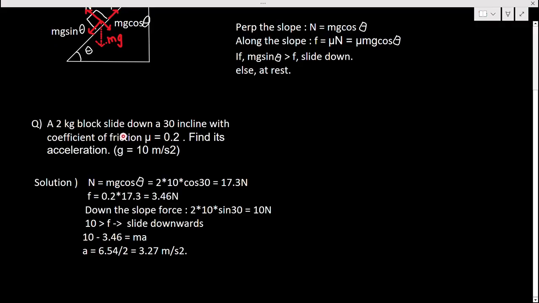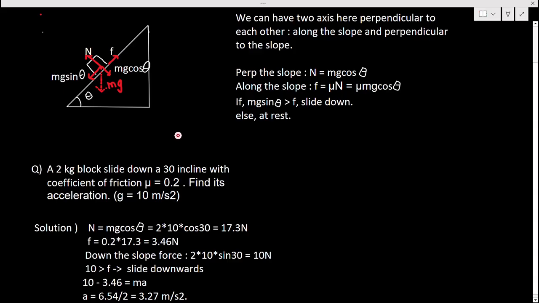Okay, let's work out a problem. There's a 2 kg block sliding down a 30-degree incline with coefficient of friction equal to 0.2. Find its acceleration. So we already have everything we need to solve this problem, right? The angle theta is 30 degrees, mass is 2 kg, g is 10, and mu is 0.2.